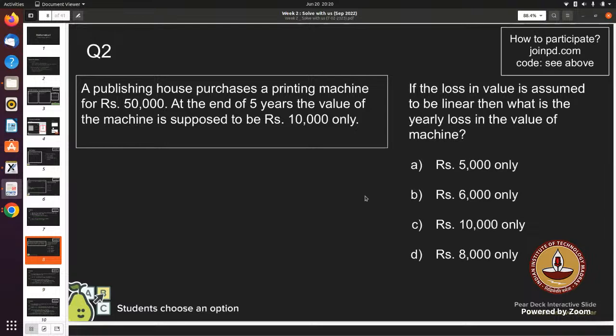Okay, so 4 options are given, you have to select. I will wait again. This problem is easy, so probably 2 minutes for this. Then we will discuss.